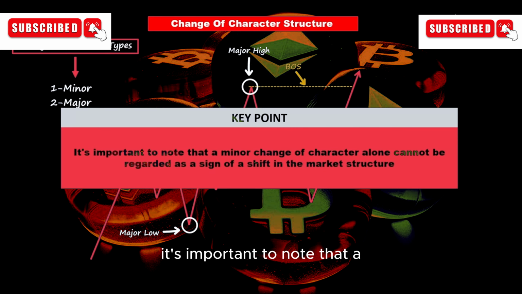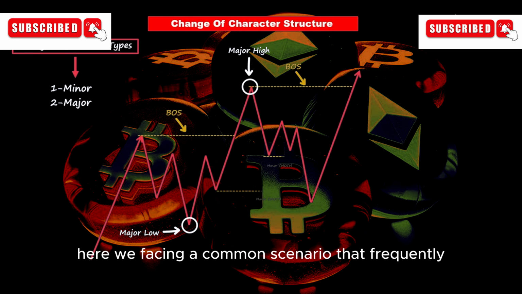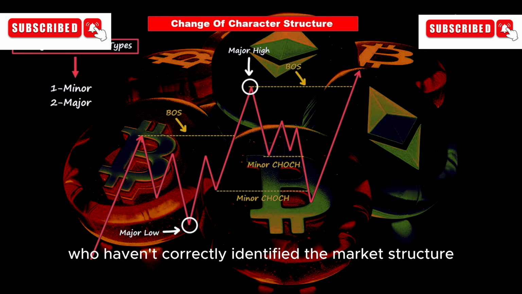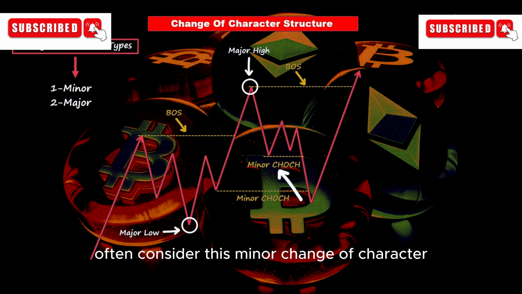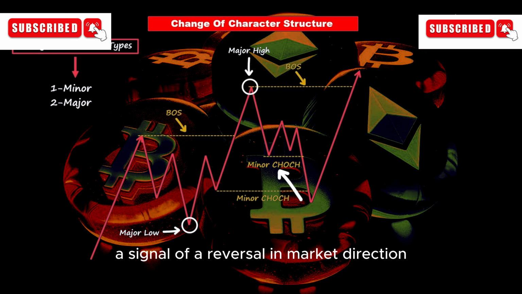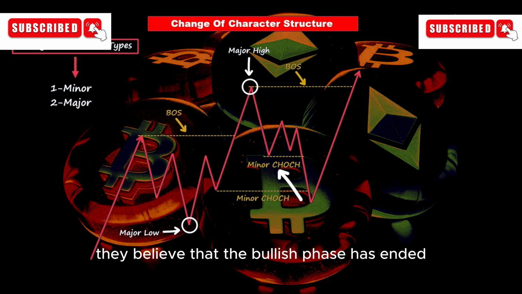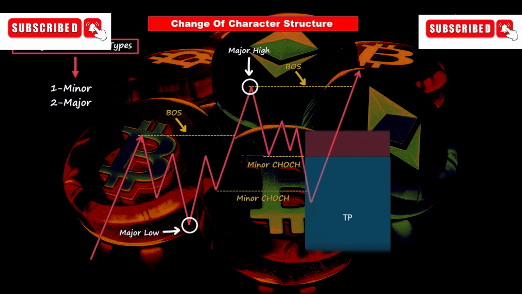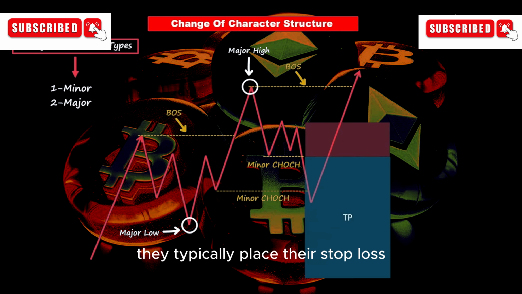It's important to note that a minor change of character alone cannot be regarded as a sign of a shift in the market structure. Here we're facing a common scenario that frequently occurs in the market. Many novice traders who haven't correctly identified the market structure often consider this minor change of character a signal of a reversal in market direction. They believe that the bullish phase has ended and it's an ideal time to go short. They typically place their stop loss just above this internal high.